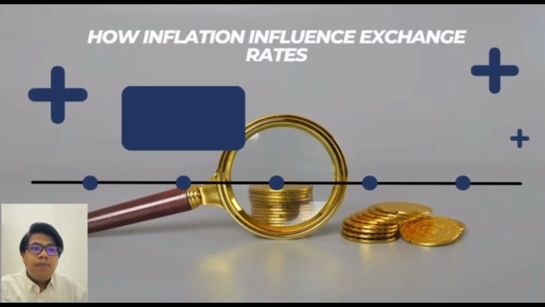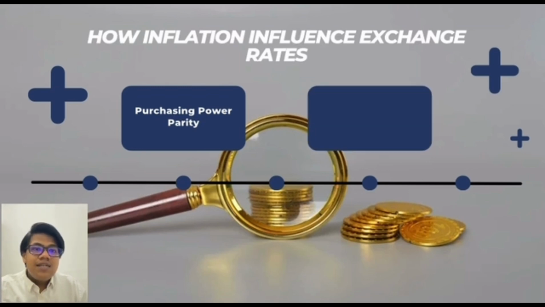First one, purchasing power parity. The concept of purchasing power parity suggests that in the long run, exchange rates should adjust so that an identical basket of goods costs the same in two different countries when priced in a common currency. When a country experiences higher inflation than its trading partners, the price of goods and services increases more rapidly. To maintain purchasing power parity, the value of the high-inflation country's currency must depreciate relative to the currency of its trading partners. This depreciation restores the balance, making the high-priced goods relatively cheaper in international terms.